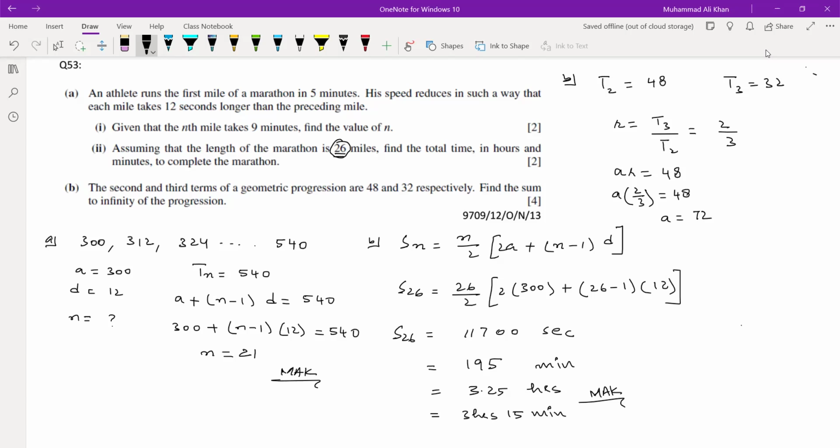Any confusion? A आ गया, R आ गया, तो sum up to infinity A over 1 minus R, and R is 2/3. What is the answer? 216 is the final sum to infinity.